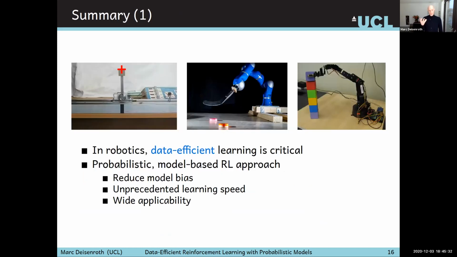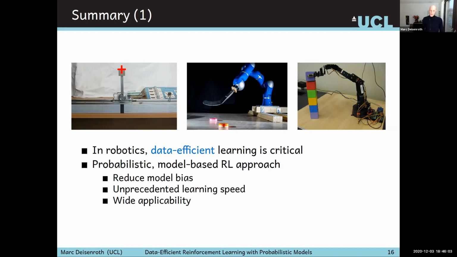So I would like to summarize this part briefly. I wanted to motivate that data efficient learning is critical in robotics. And I introduced a probabilistic model-based approach that allows us to reduce model bias, that achieves an unprecedented learning speed, and is also widely applicable to different robotic systems and different robotic problems.